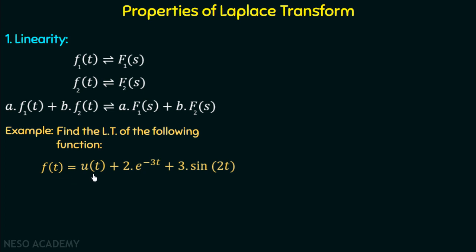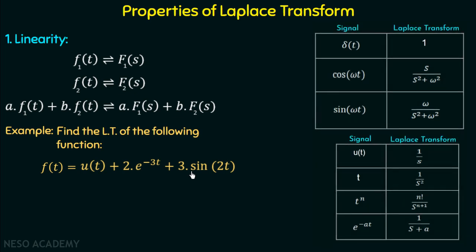If we have the Laplace transforms of these three functions, u(t), e^(-3t) and sin(2t), we can easily find the Laplace transform of f(t) by using the linearity property. And we have the Laplace transforms of these three functions. We discussed one table in which we had these three functions. So what is the Laplace transform of u(t)? Yes, it is 1/s. And what is the Laplace transform of e^(-3t)? Or we can say, what is the Laplace transform of e^(-at)? It is 1/(s+a). And what is the Laplace transform of sin(ωt)?